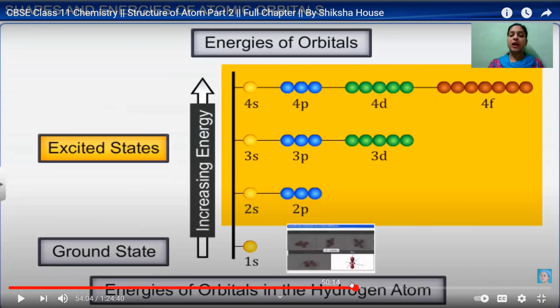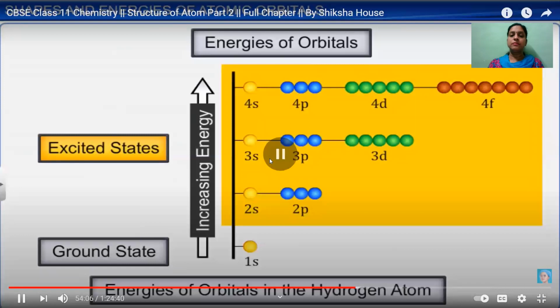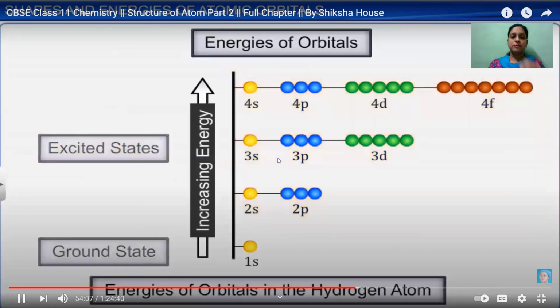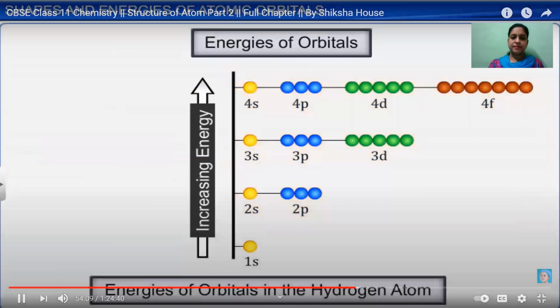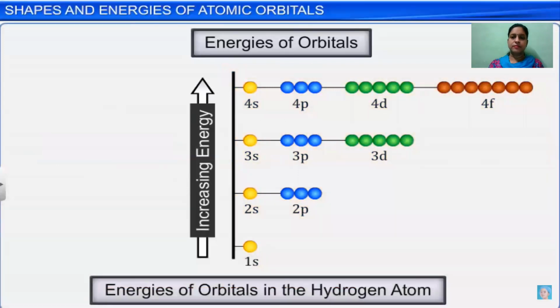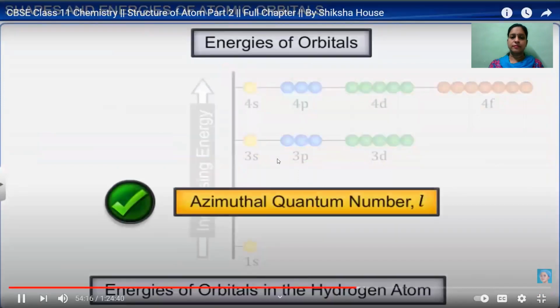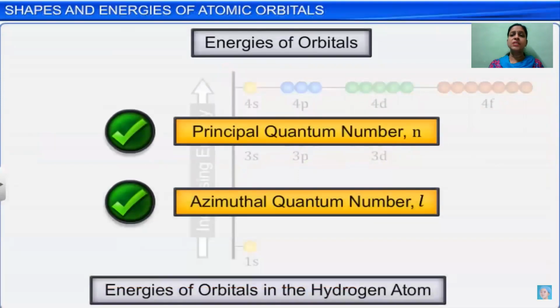Similarly, unlike the single electron species, the energy of an electron in a multi-electron atom depends on azimuthal quantum number, also in addition to principal quantum number. ठीक है, इन दो पे डिपेंड करती है n और l पे.